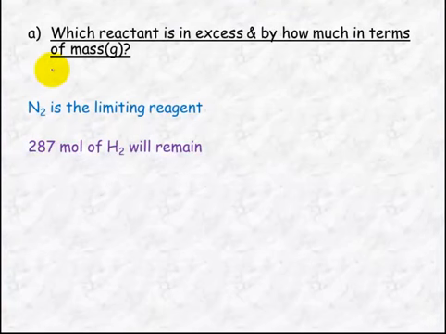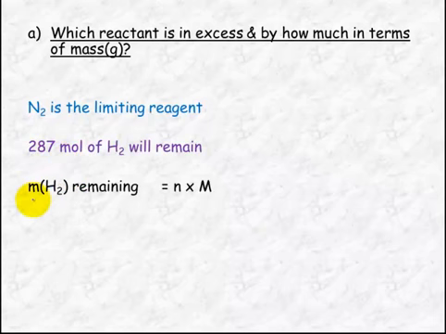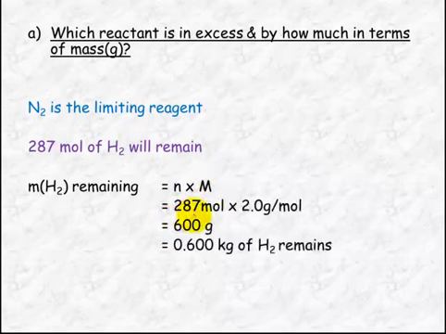So the first bit of the question is asking you which reactant is in excess and by how much in terms of mass. So we've worked out that nitrogen is the limiting reagent and that hydrogen is the excess, and this is how much excess hydrogen we had. So the mass of hydrogen remaining will equal the number of mole times the molar mass, which equals 287 mole times 2.0, which equals 600 grams. So 0.6 kilograms of hydrogen will remain left over.